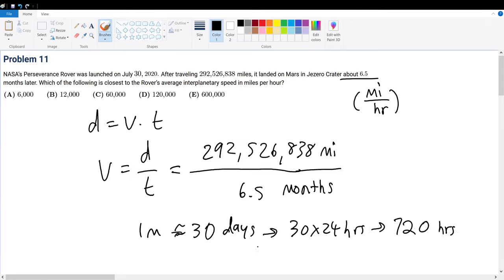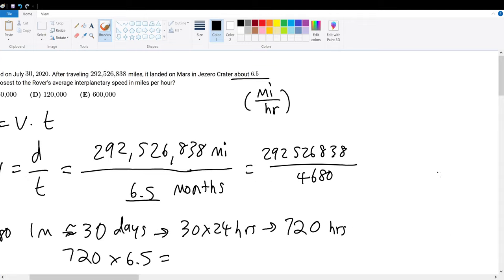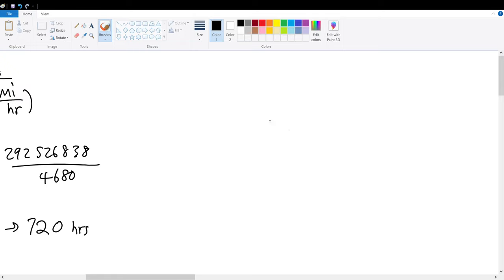So in other words, we have 720 hours per month, but multiply that by 6.5 and you get the number of hours in 6.5 months. So this is 72 times 65, which is 4680. So in other words, we're trying to do 292,526,838 divided by 4680. Now it's just being very careful when you divide things out.